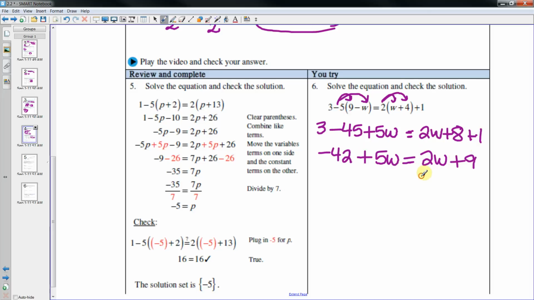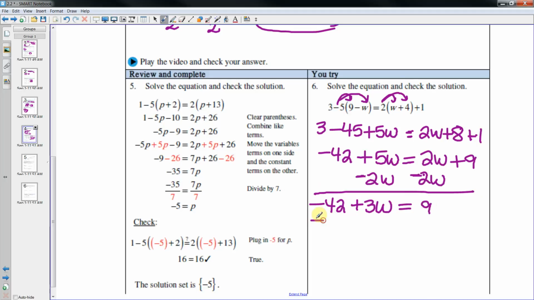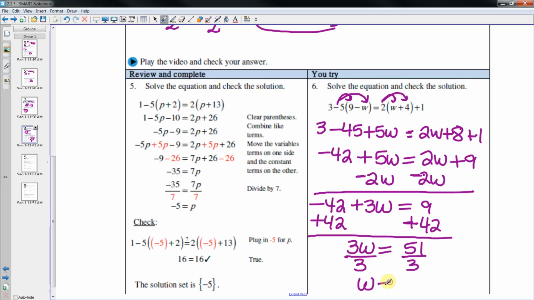Let's put our w's together. So I'm going to subtract 2w from both sides. So negative 42 plus 3w equals 9. Let's add that 42. Move him to the other side. He's negative, so I got to add him. Cancel him out. So 3w equals 9 plus 42 would give me 51. And then we're going to take 51 and divide it by 3, and that's going to give me w equals 17. There we go.